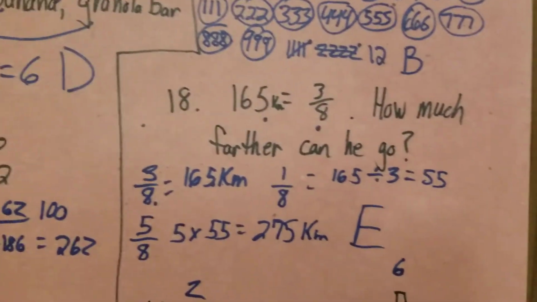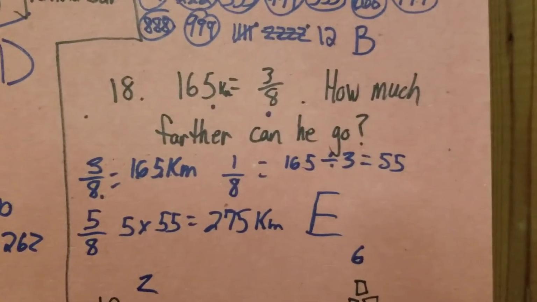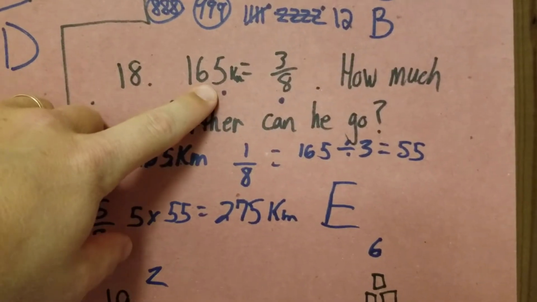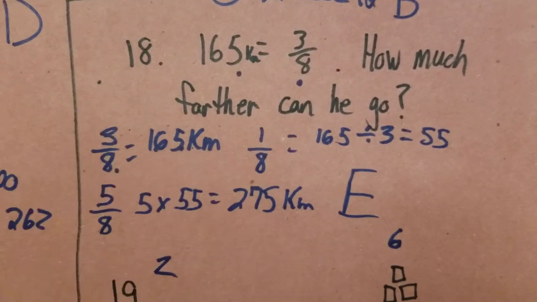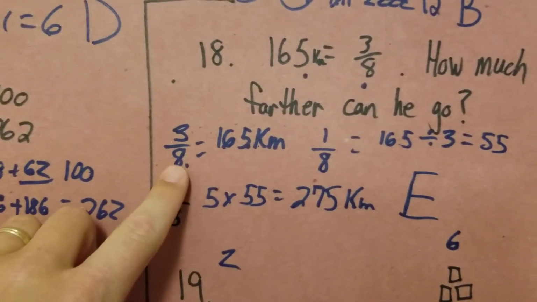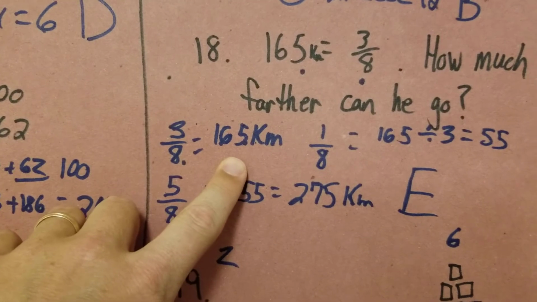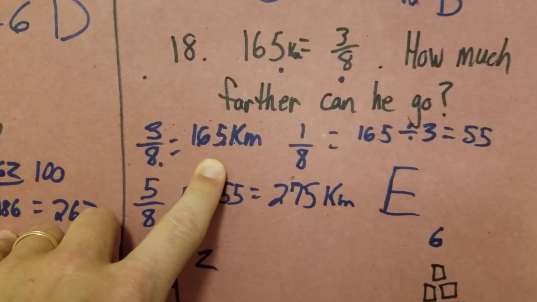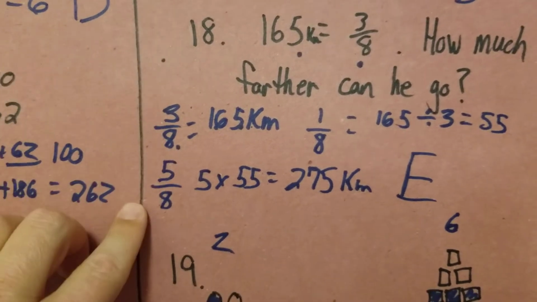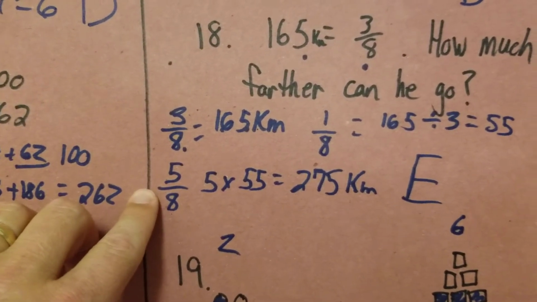All right, number 18. This person drove 165 kilometers, and that was 3/8 of the tank of gas. How much further can he go? So I wrote it 3/8 equals 165. Now, what's the question asking? It's how much further can he go? Well, if he's gone 3/8, it means he has 5/8 left to go.